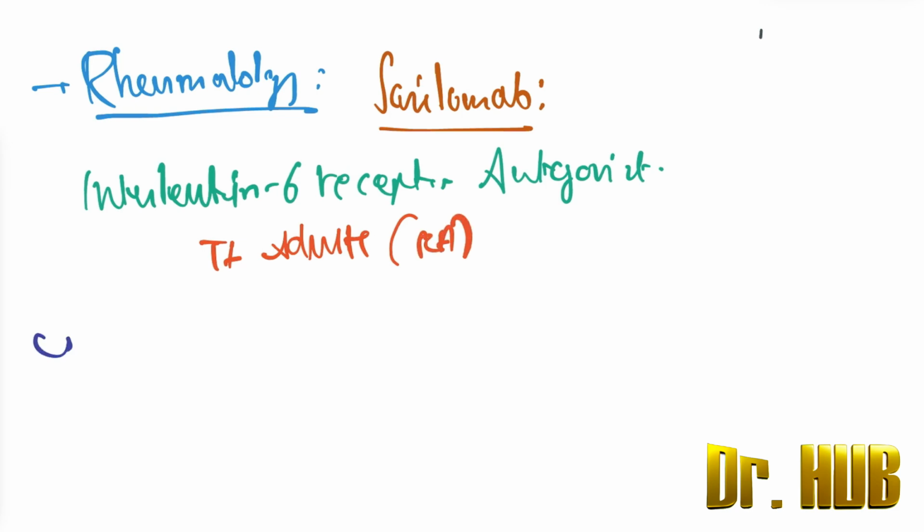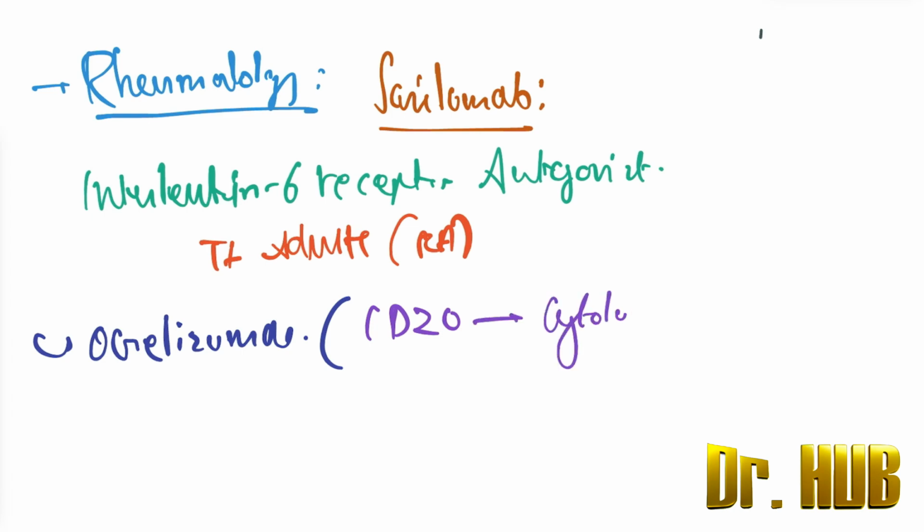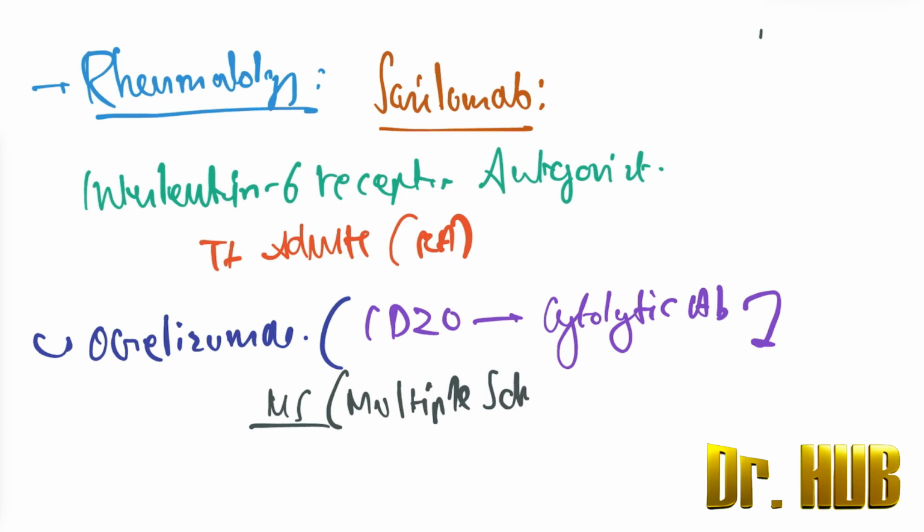Next, there is also the ocrelizumab. So this is nothing but a CD20 directed cytolytic antibody, and it is used to treat patients with the relapsing and primary progressive forms of multiple sclerosis. That is in case of relapsing as well as the primary progressive forms.